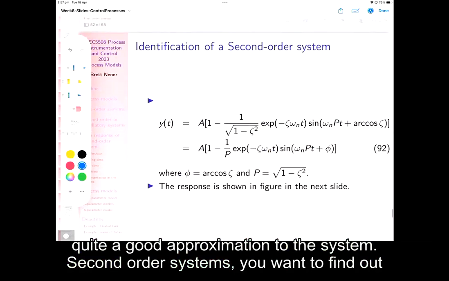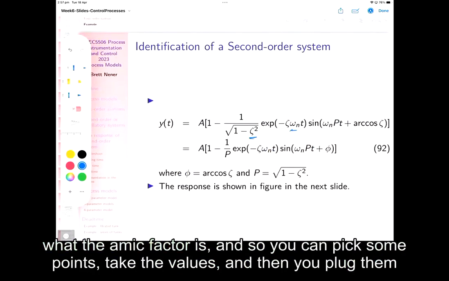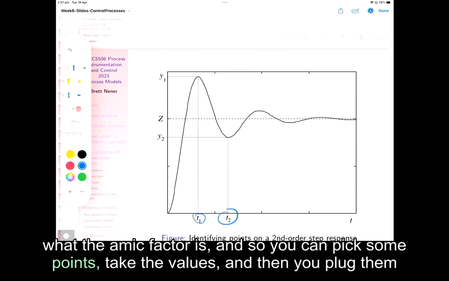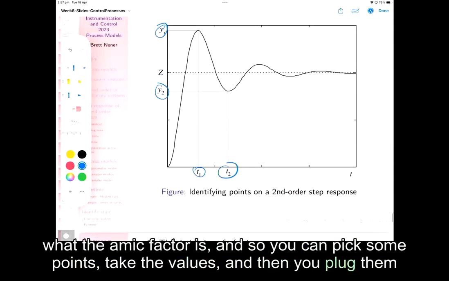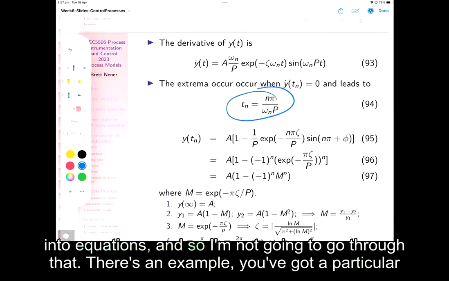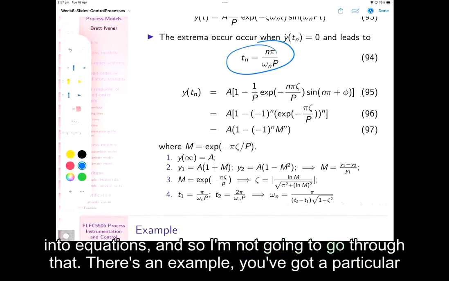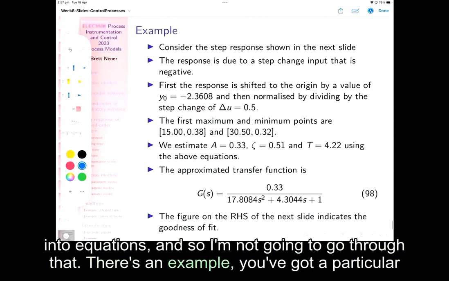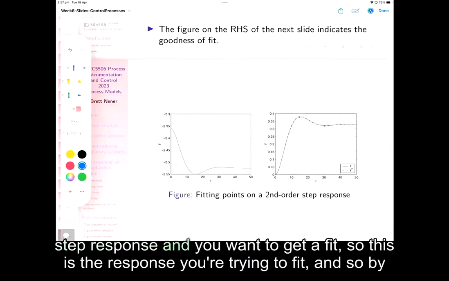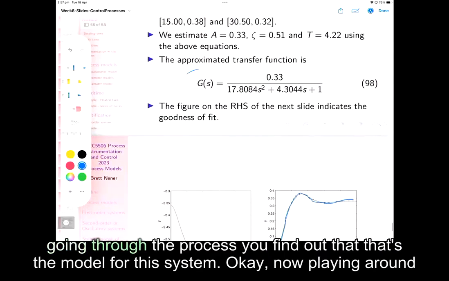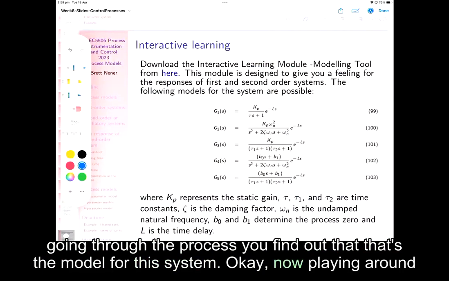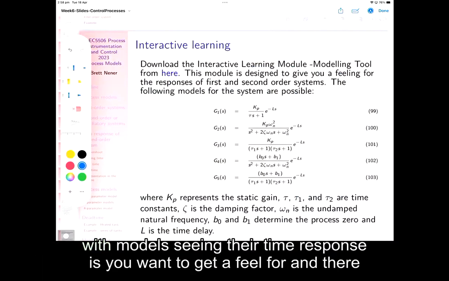Second order systems, we want to find out what the dynamic factors are, and so you can pick some points, take the values, and then you plug them into equations to get all these factors, right? And so I'm not going through that. There's an example. You've got a particular step response and you want to get a fit, so this is the response you're trying to fit, and by going through the process you find out that that's the model for this system, right?